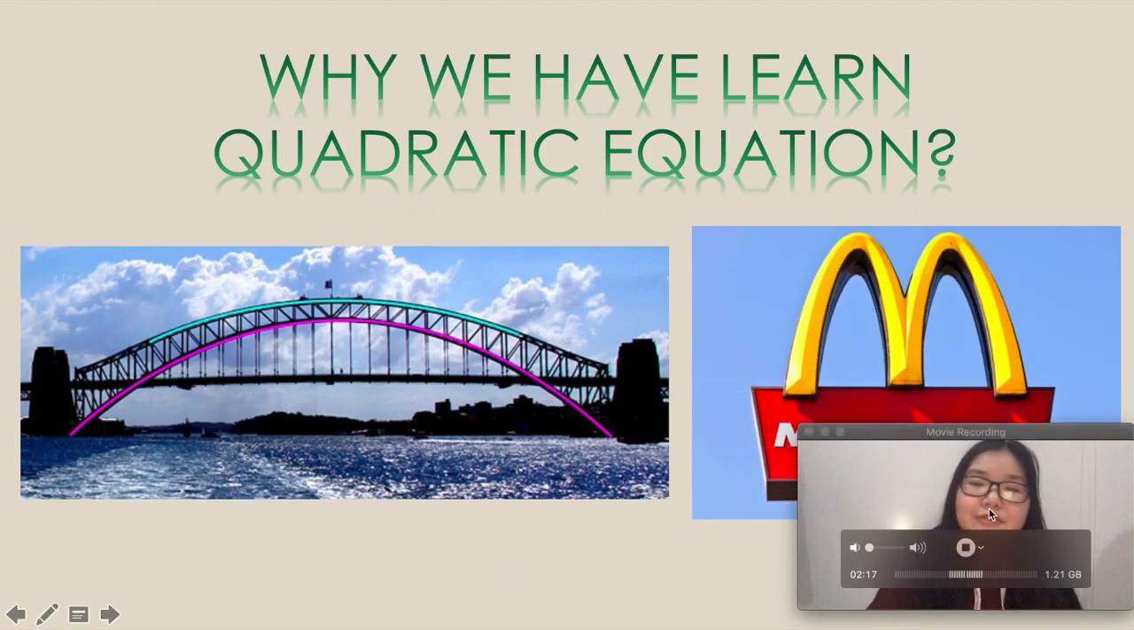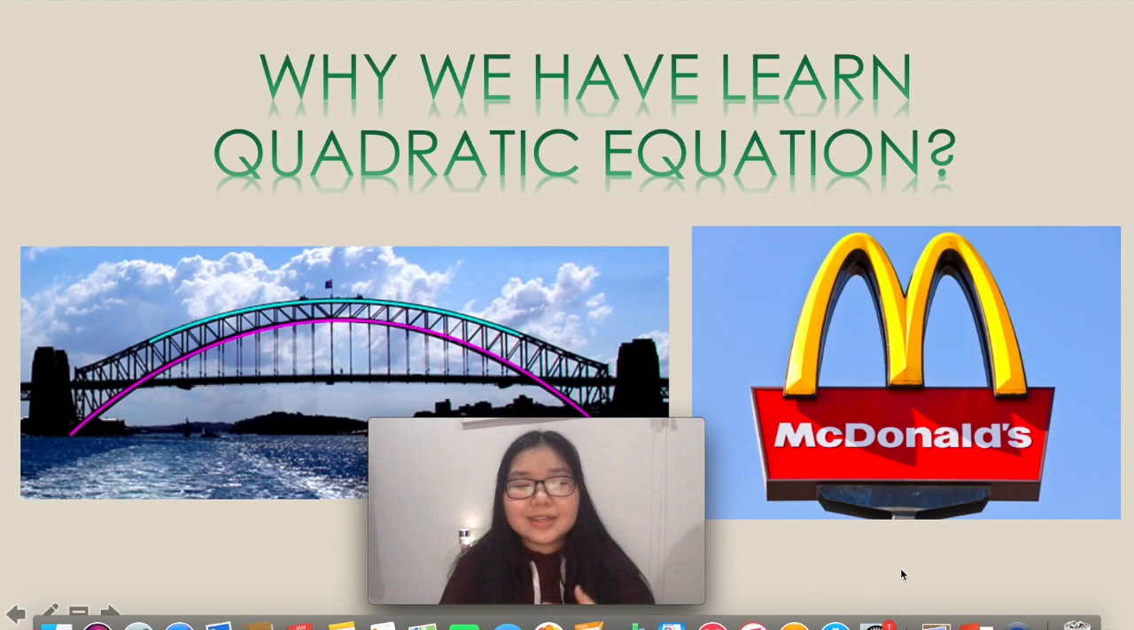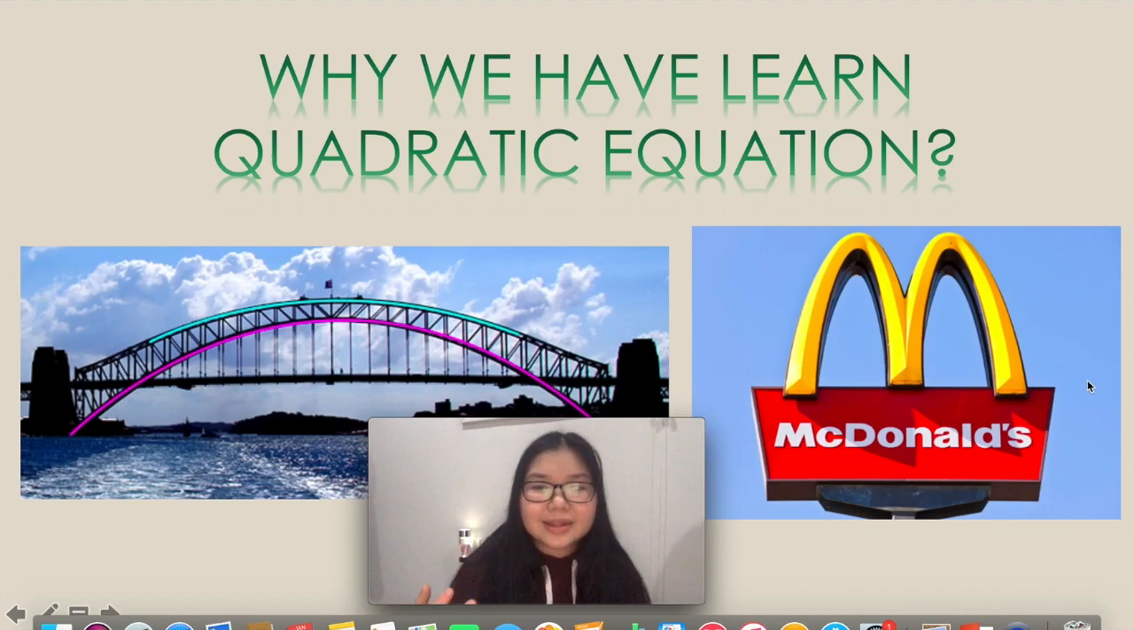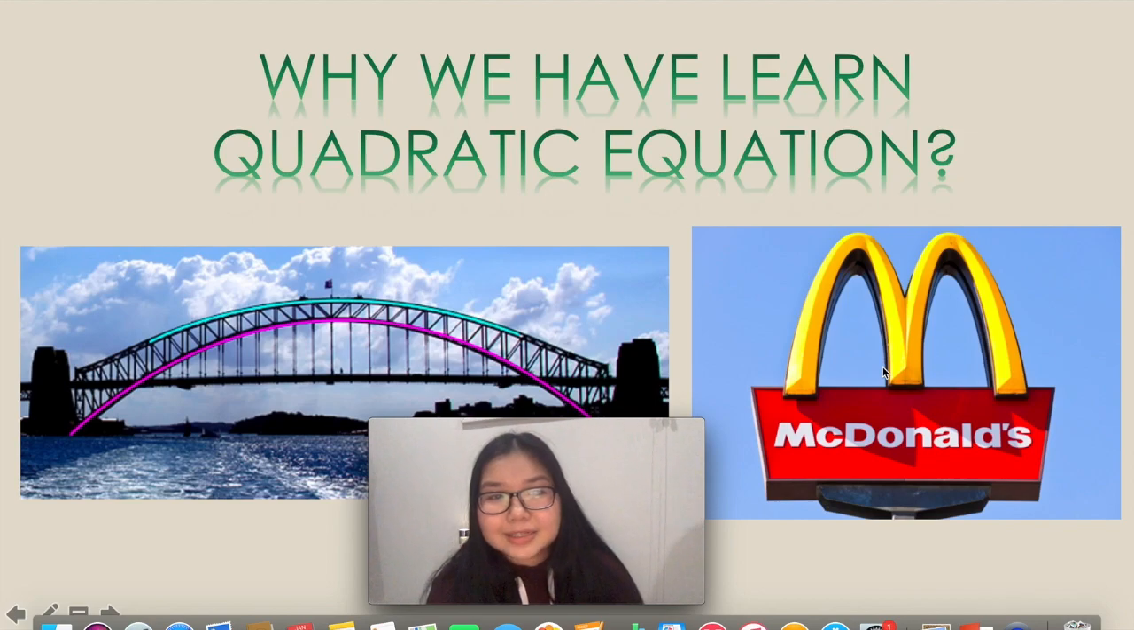The other thing I found surprised me, because I didn't expect or think about this stuff, because it's kind of silly. I didn't expect that the logo of McDonald's has a parabola shape. Oh my god.